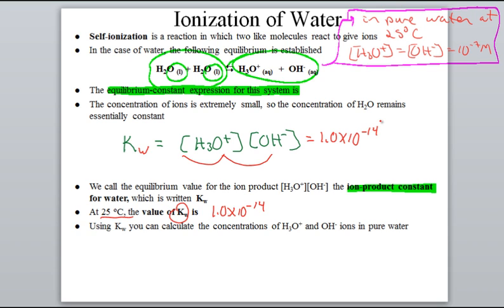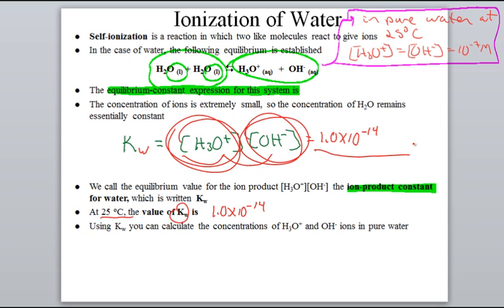So if you added an acid and increased that concentration, the hydroxide ion concentration would have to decrease so that the product always equals that number. And that's always true. This reaction always happens, and an equilibrium is always established in any aqueous mixture.